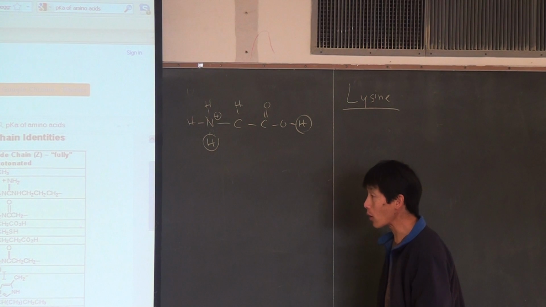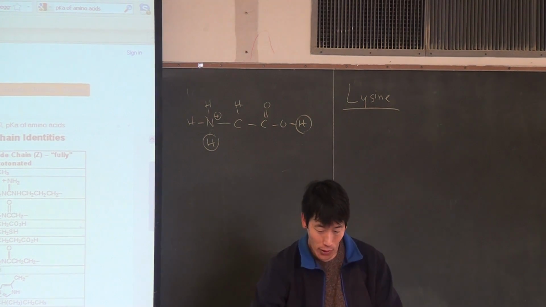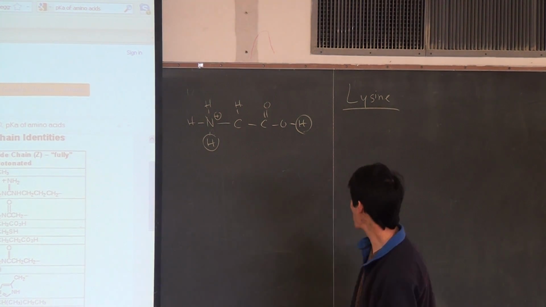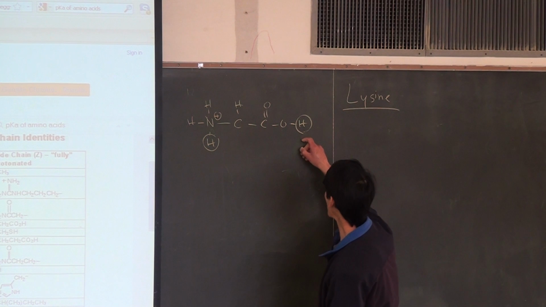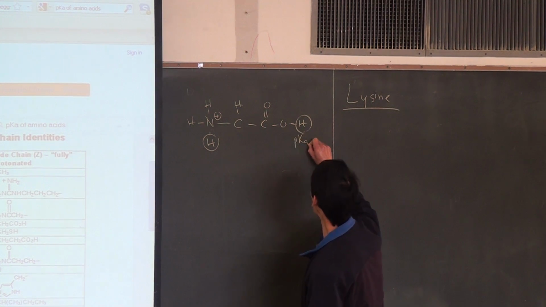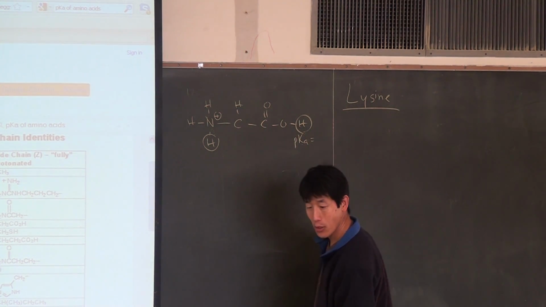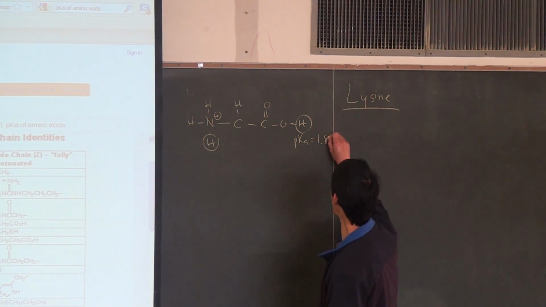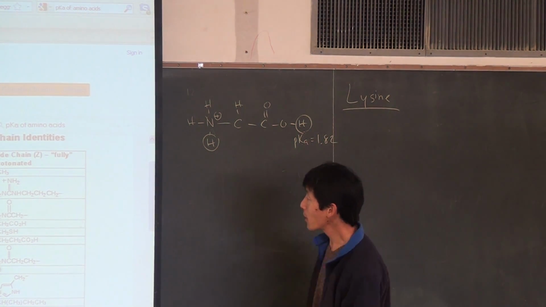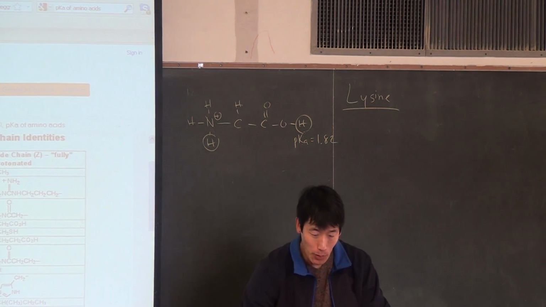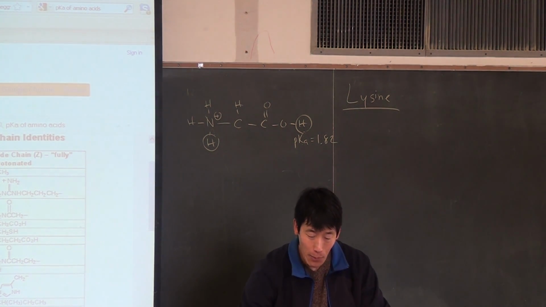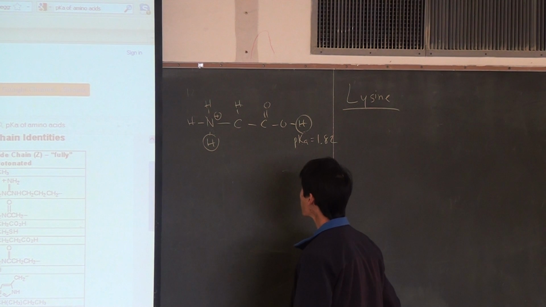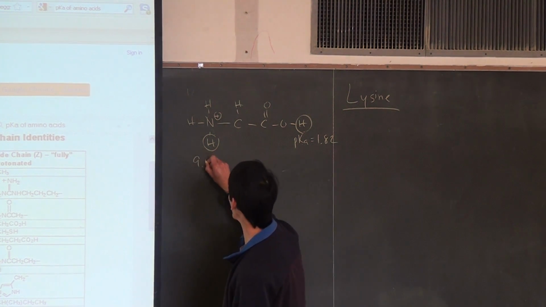So for example, for histidine, it says alpha CO2H. So note that the pKa of this one for histidine is 1.82. And then it says for the alpha NH3 plus, for histidine is 9.17, so for this one, this is 9.17.